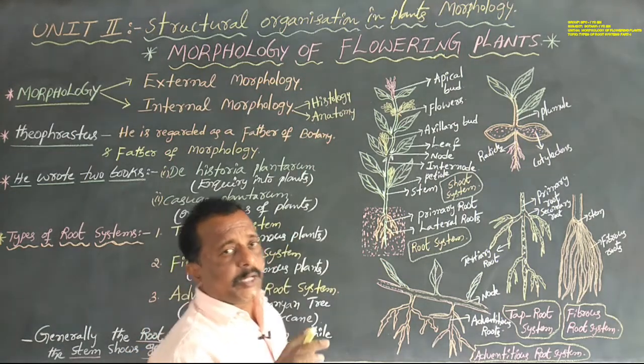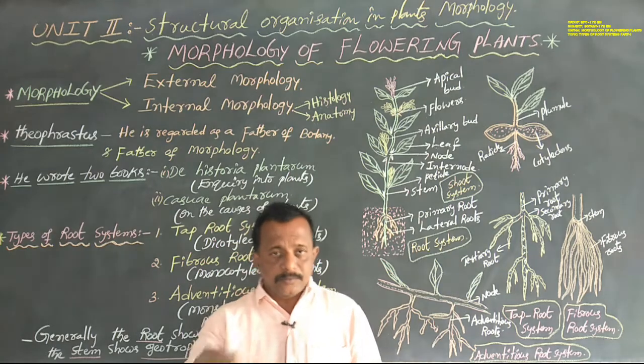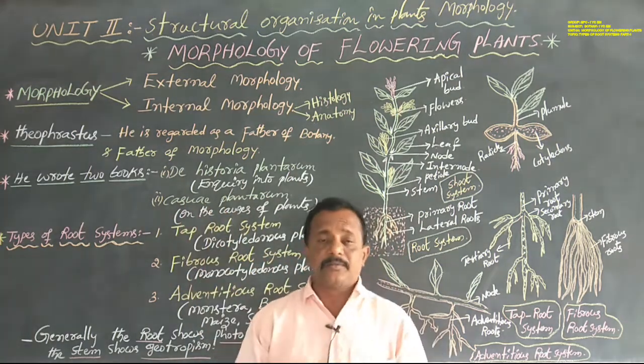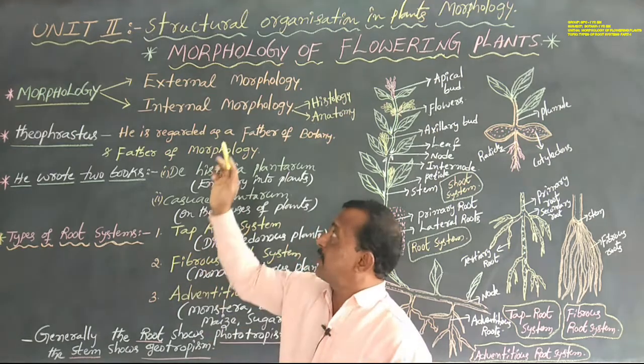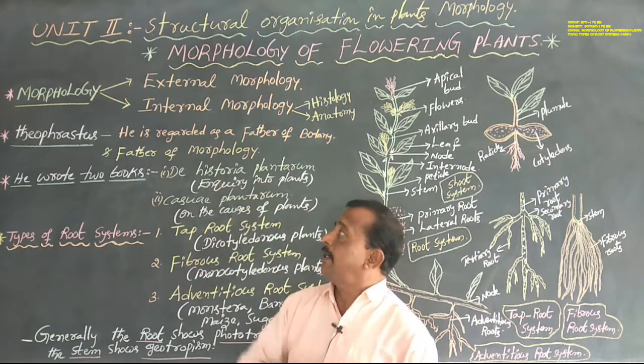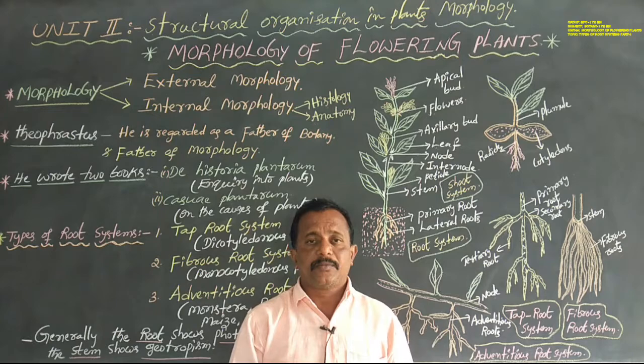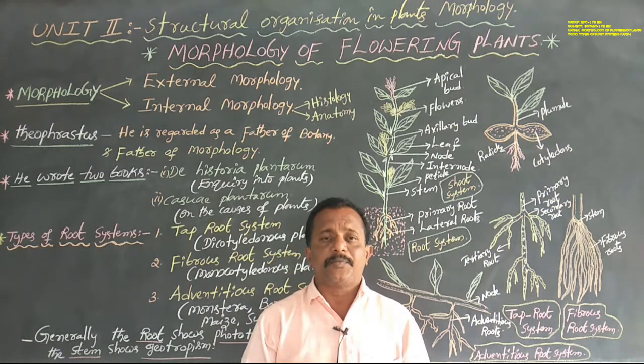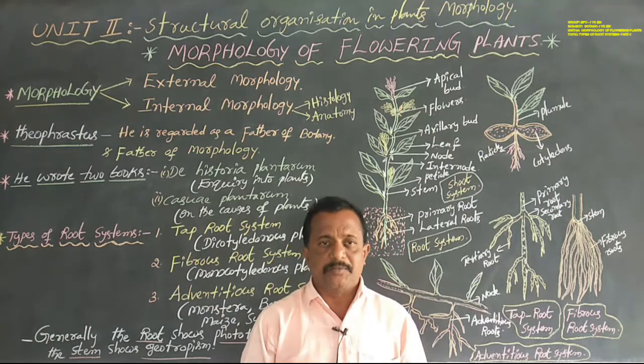So these are the two branches in morphology, that is external morphology and internal morphology. But here we will discuss the external morphology in clear detail.